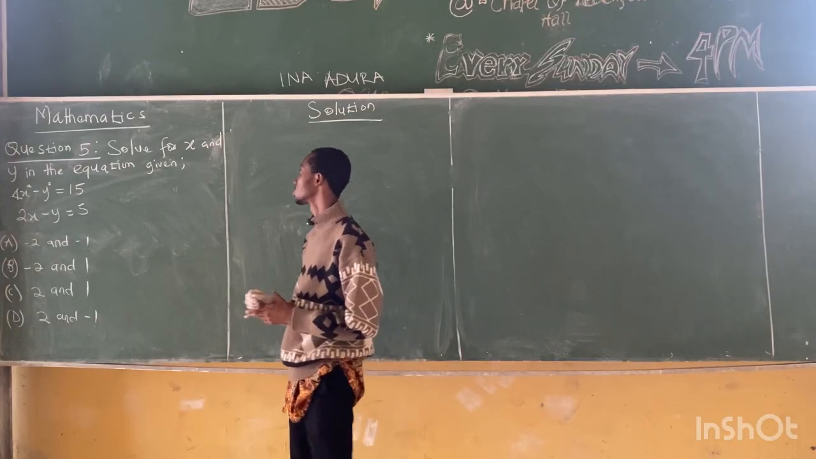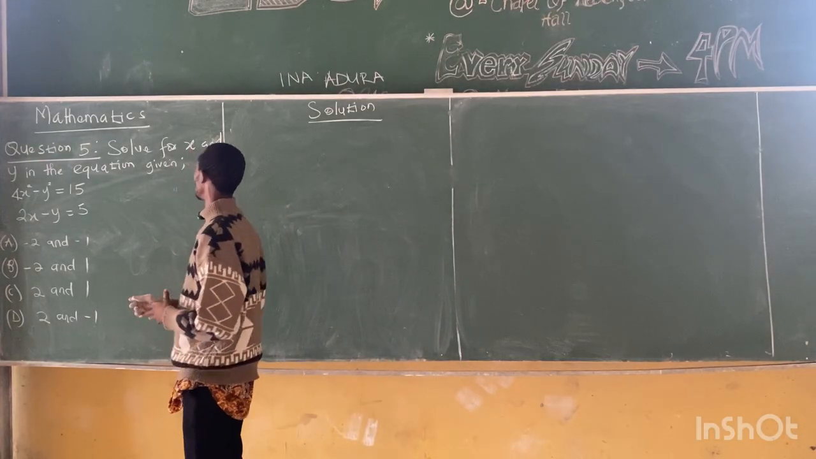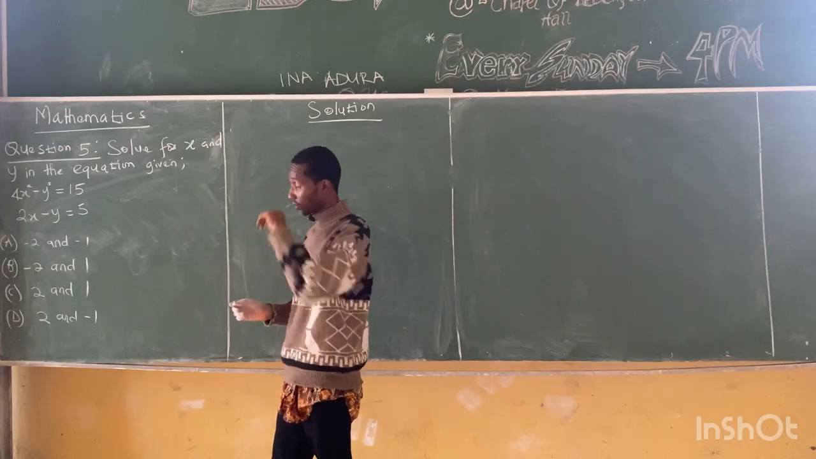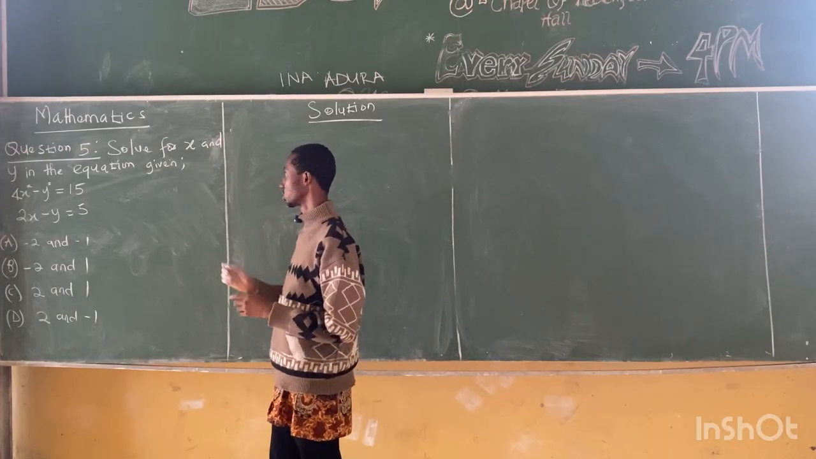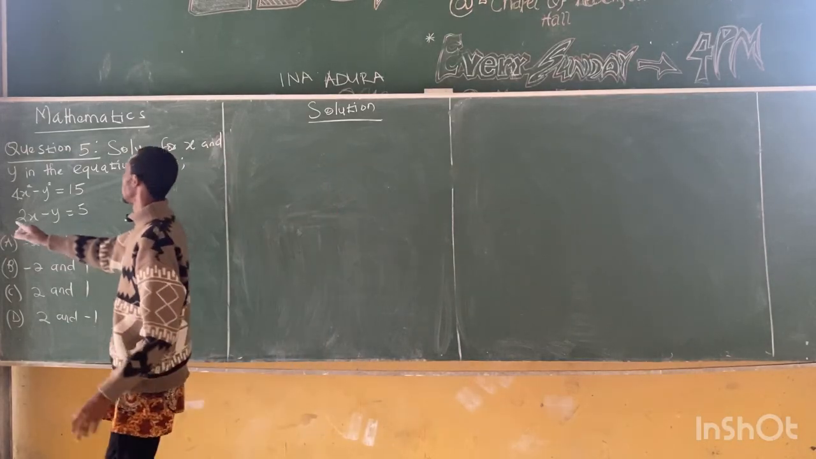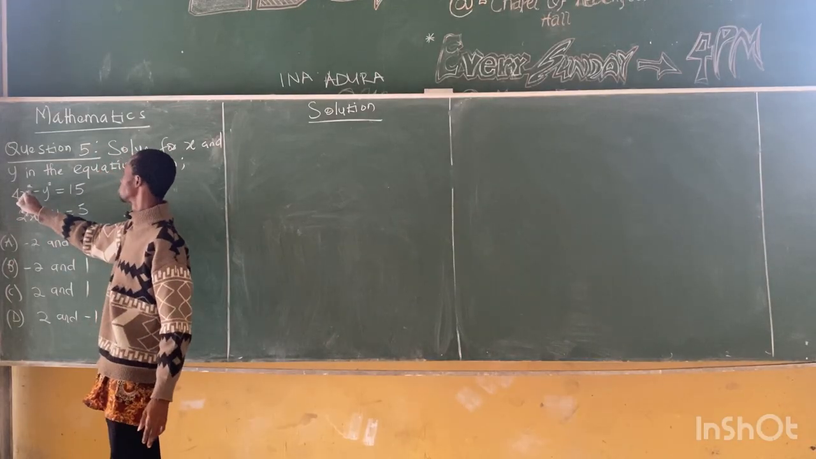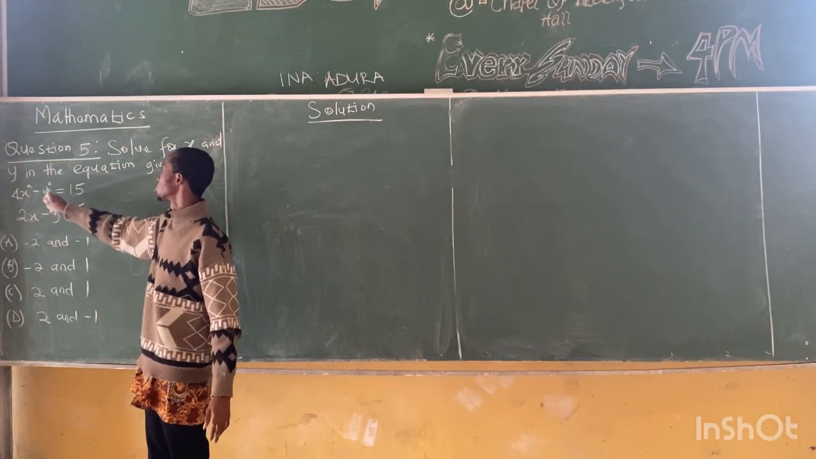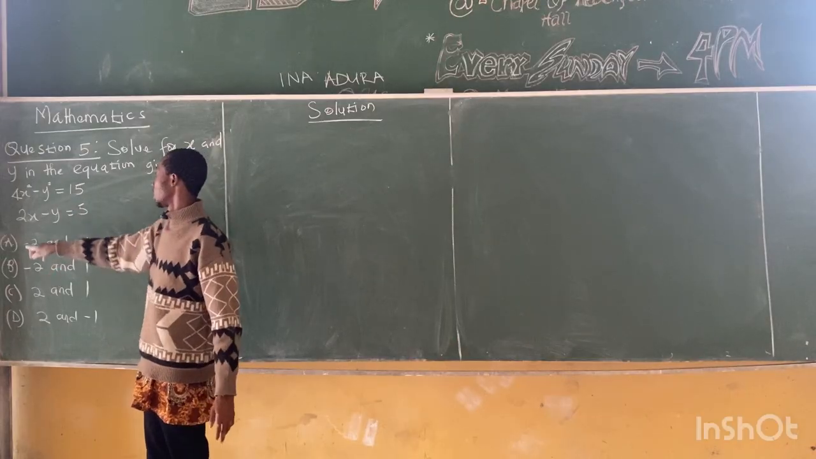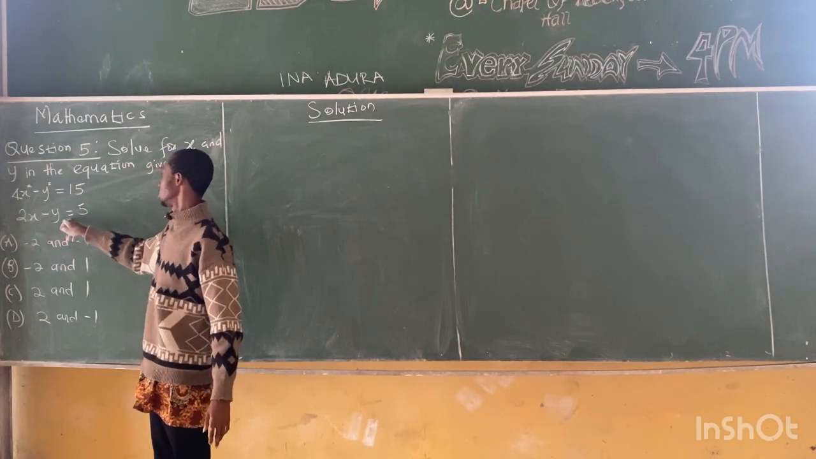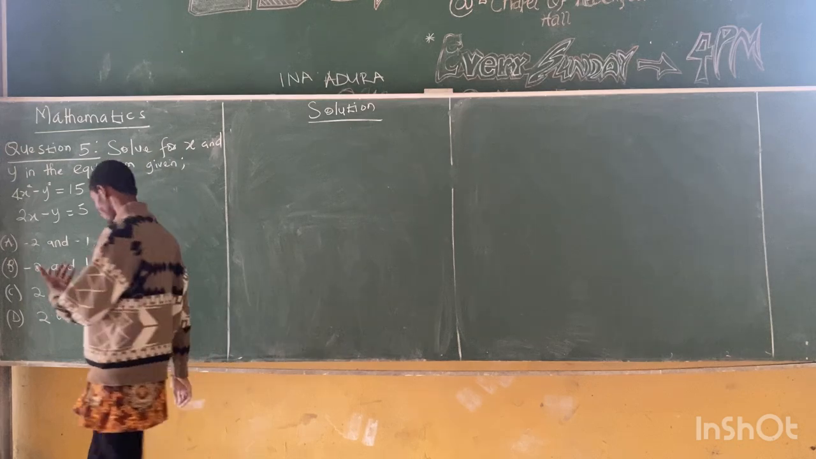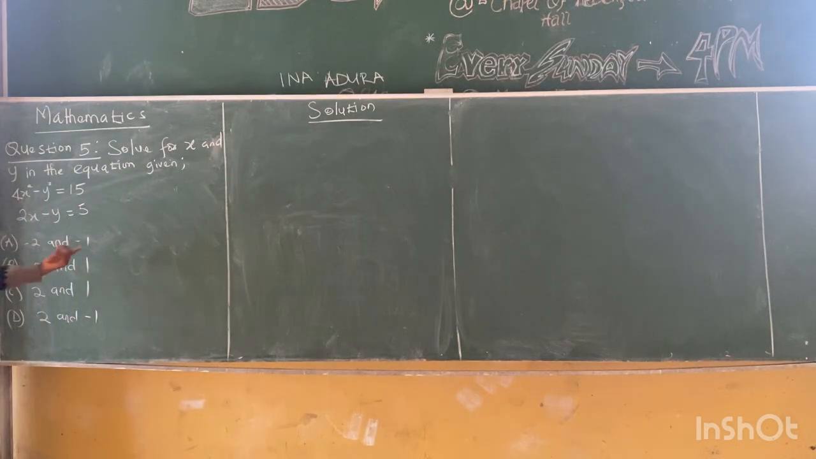The next question says, solve for x and y in the equation given. We have 4x squared minus y squared is equal to 15, and 2x minus y equal 5. He gave us the options: A, minus 2 and minus 1; B, minus 2 and 1; C, 2 and 1; D, 2 and minus 1.